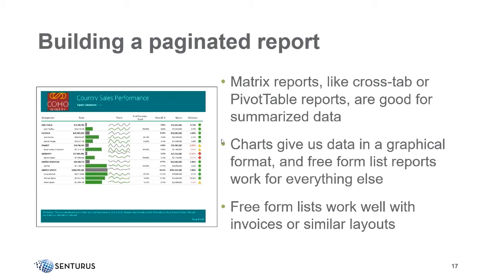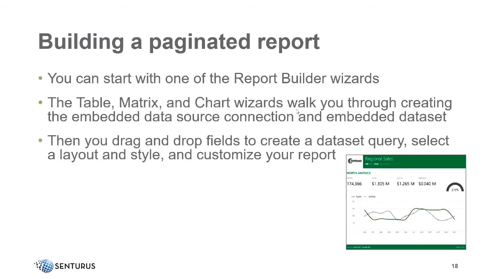Okay, so we can have matrix style reports. We can have charts. We can also have freeform. The easiest way to jump into this is to start with the wizard. The wizard lets you walk through this, building tables, matrix, charts, etc. Once we have the data on the page, then we start dragging and dropping fields, we select layouts, and we start customizing. So we can use the wizard to help us get the data we need, and then we go to work on putting it all together.